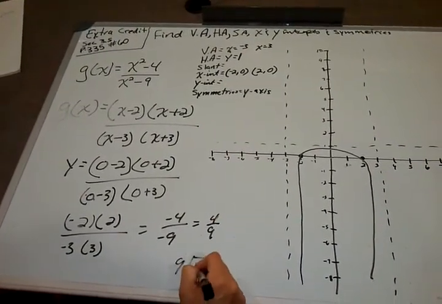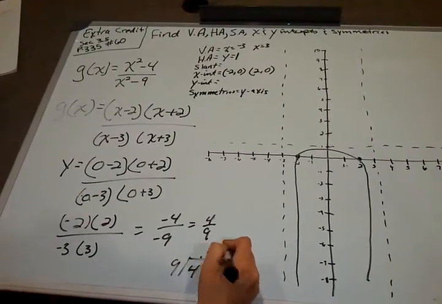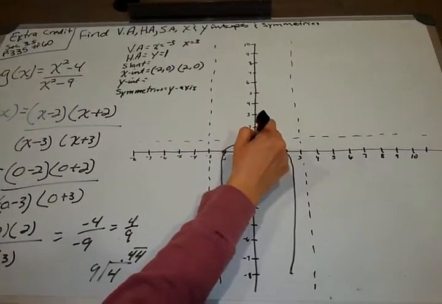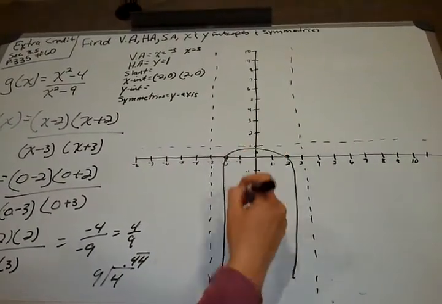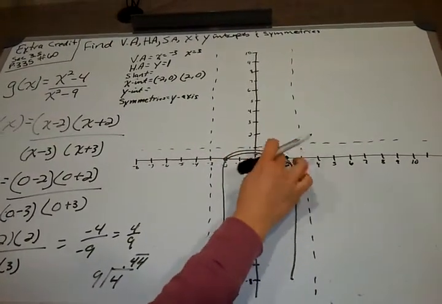9 into 4 will give you 0.4 repeating. So our y-intercept will be just under a half. So actually this graph should look more like that.